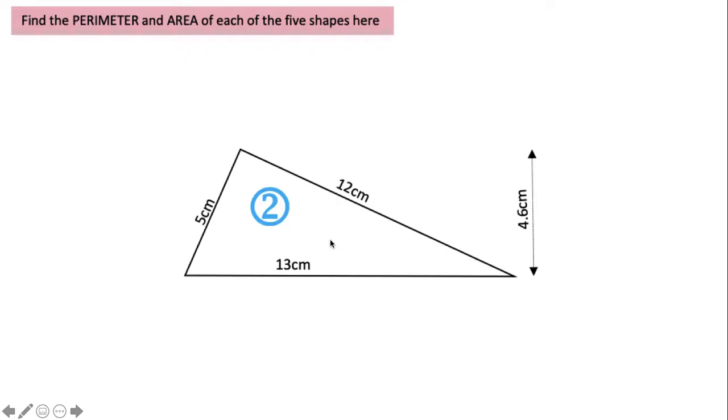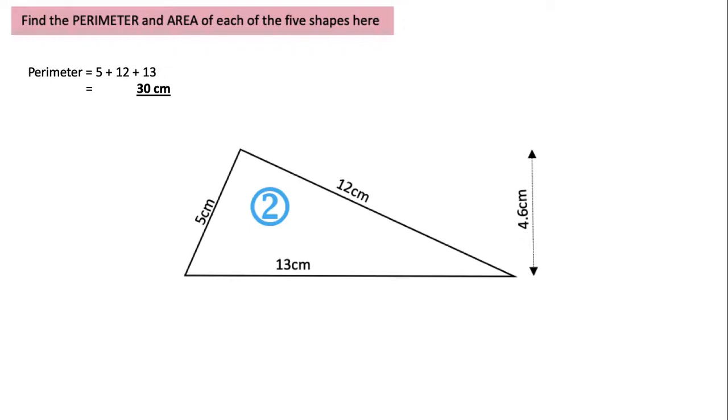Question 3, you've got a triangle, you've got various information about the 3 lengths in the triangle and also the vertical height of the triangle that's perpendicular to the ground. And the perimeter, well, it's just the 3 sides. 5 plus 12 plus 13 makes 30 centimeters.